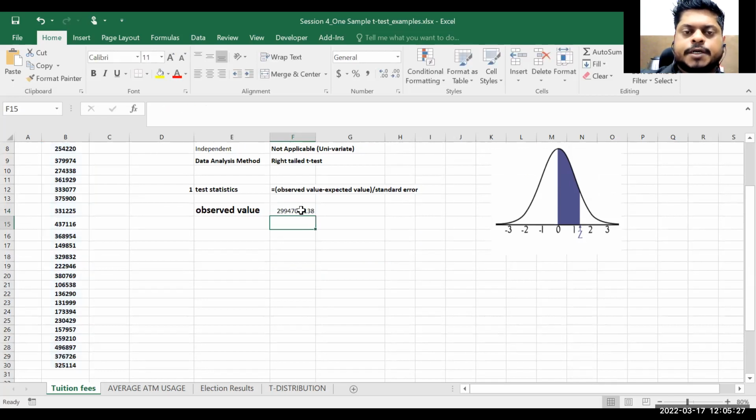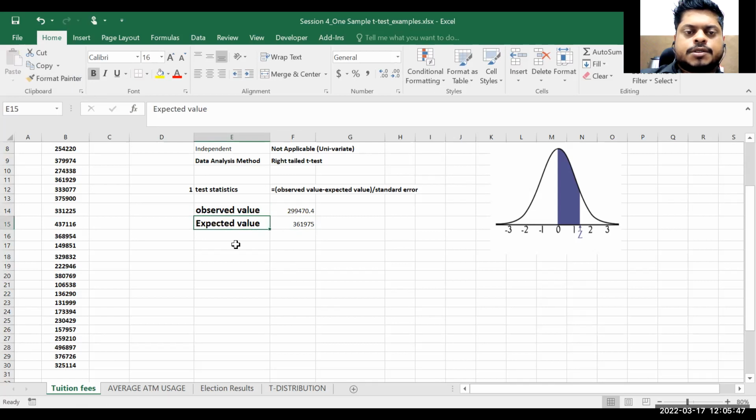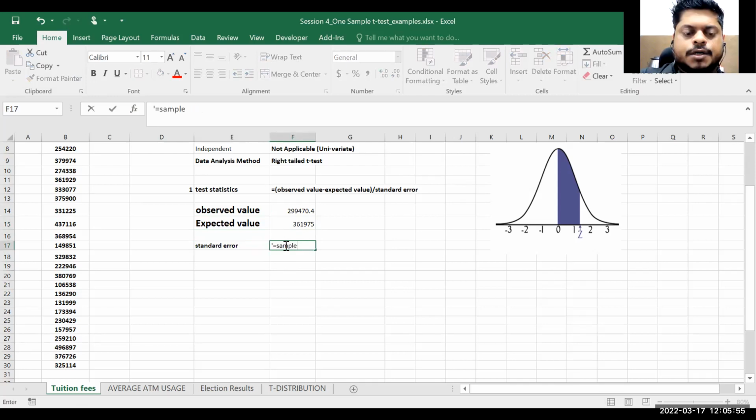Then what is the value I am expecting? What value is given in my research objective? That is 361975. Now I have to find out the standard error. The formula of standard error is sample standard deviation divided by the square root of sample size. So first I have to find out the sample standard deviation.